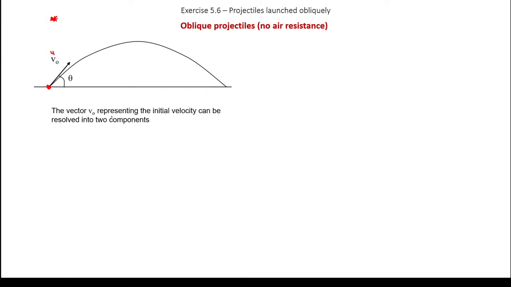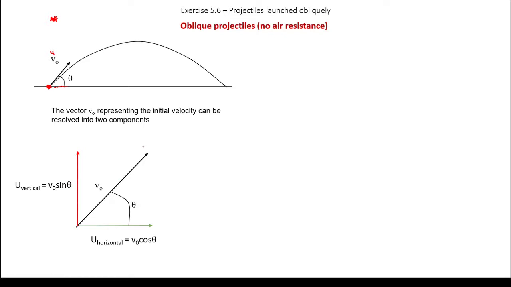So, v0 represents the initial velocity and can be resolved into two components. We can break it down into a horizontal and a vertical component, and this is a picture showing that. Now, using trigonometry, just using SOHCAHTOA, sine equals opposite over hypotenuse, cos equals adjacent over hypotenuse, we can resolve it into these two components.